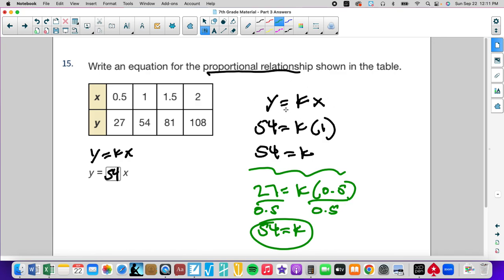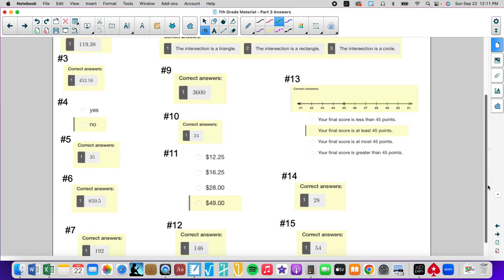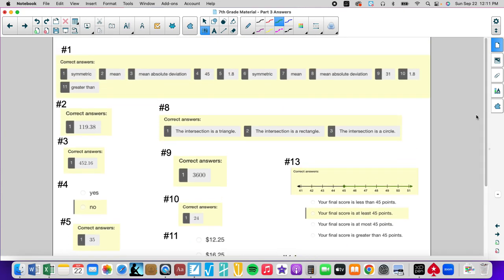All right, congrats. You're done with these sections. These are the solutions that they provided you. Some are similar, some depend on what value for pi you use. So good luck, keep working on this stuff, especially mean absolute deviation. Have a good one.